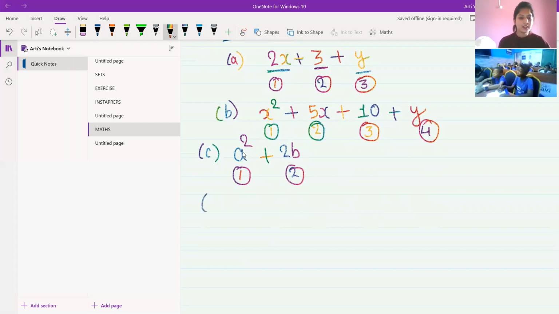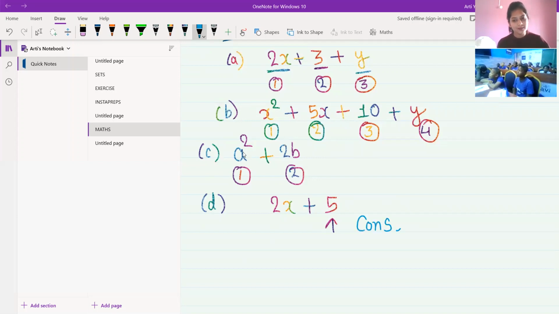The example 2x plus 5. There are 2 terms, right? This is an algebraic expression. In this term you can see only a constant is there, right? It has only a constant value, so this is called a constant term. 5 is a constant term.